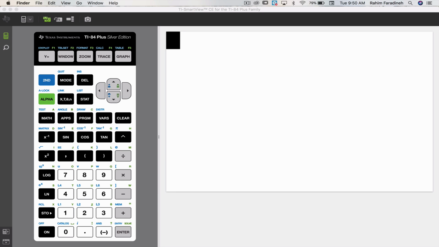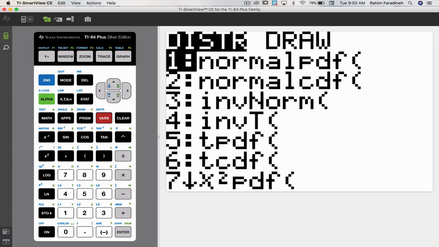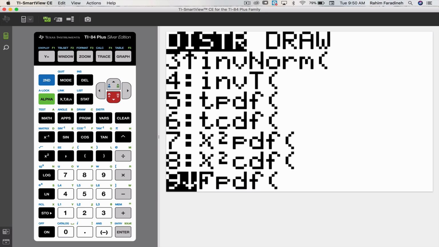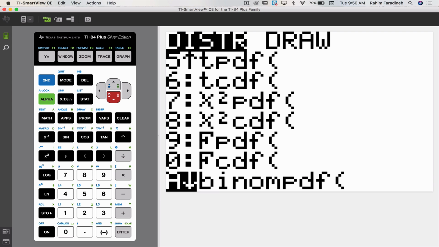Okay, let's use our TI calculator to do some of these binomial probability distribution problems. The first one, I want to find binomial PDF with n equal to 25, p equal to 0.8, and x equal to 18. So I'm going to press second followed by vars. I'm going to arrow down until I find binomial PDF.